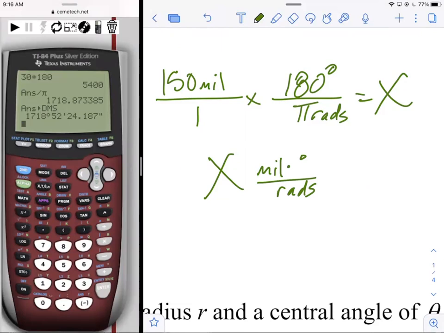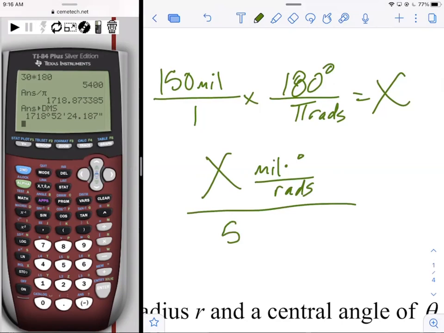So if you do it like this, what did you do after that? Well, I divided out the pi too. So at some point you took X and divided it by 5 miles, right? So if you do that, look what happens to the units. Your miles divide out and you're left with degree divided by rads, which gives you what? Degrees.